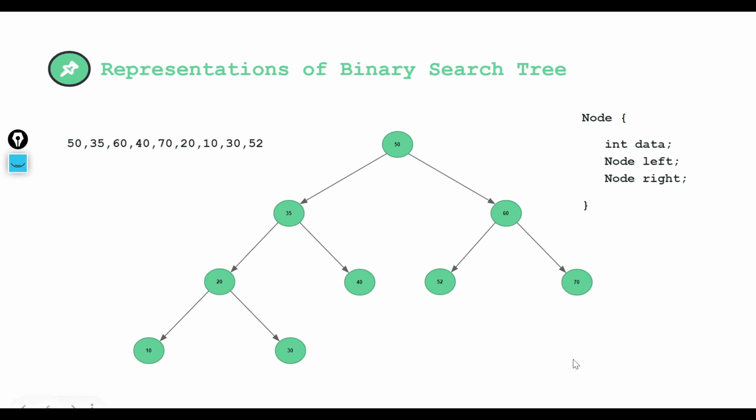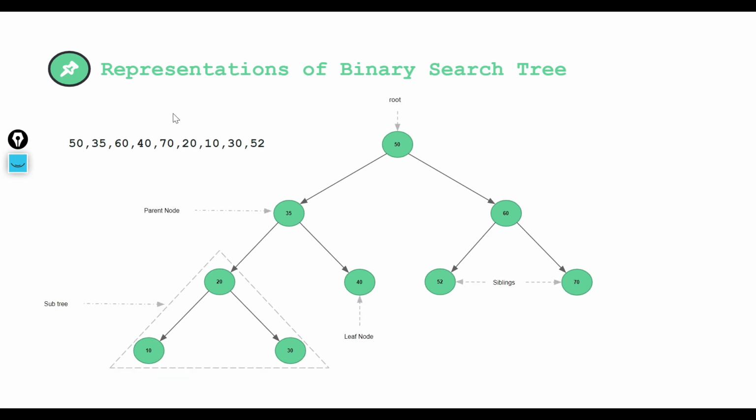And each of these elements consists of these three values: integer type of data, and node left, which is nothing but a reference of the left hand side, and the node right, which is the reference of the right side of that particular node. Now these are the components which we already discussed.